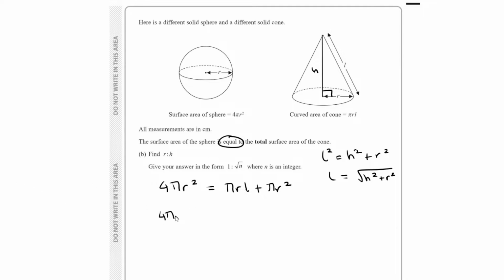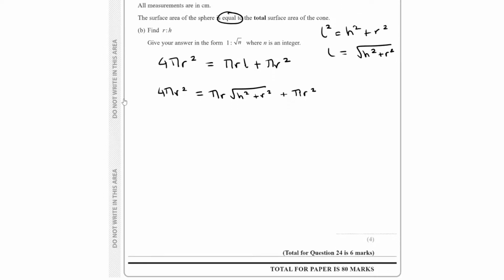So 4 pi R squared is equal to pi R root H squared plus R squared plus pi R squared. Okay, it's kind of annoying, but at least we've got rid of the L. We've now got only letters we want. Because all three terms also have pi, I can cancel out the pi's. I think I also divided by R, because that would get rid of this, get rid of this. Let's just rewrite what we've got.